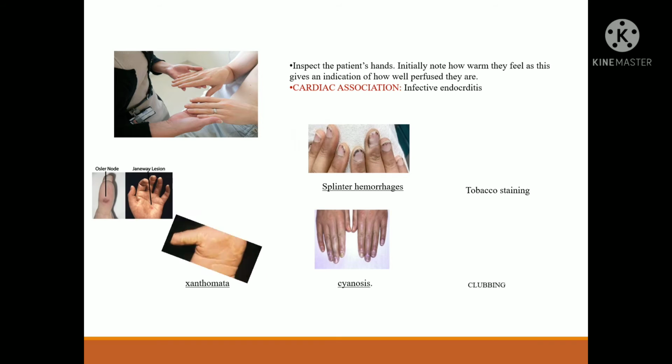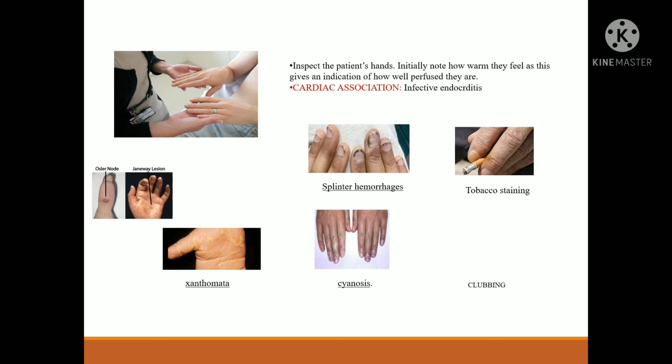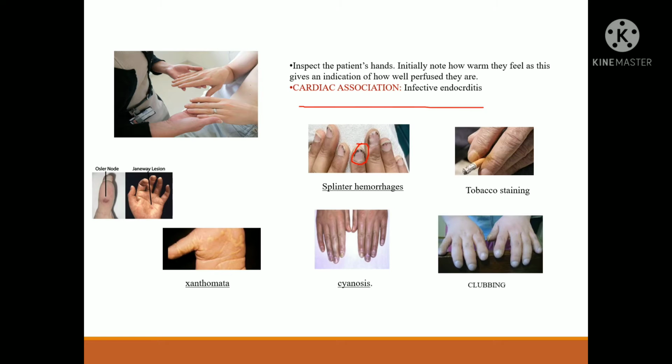Step 3. Inspect the patient's hands. Initially note how warm they feel, as this gives an indication of their temperature and also how well perfused they are. Here we have to look for the following manifestations. The first is a splinter hemorrhage. In a splinter hemorrhage, what we see are tiny blood clots present over the fingers, which is suggestive of infective endocarditis.